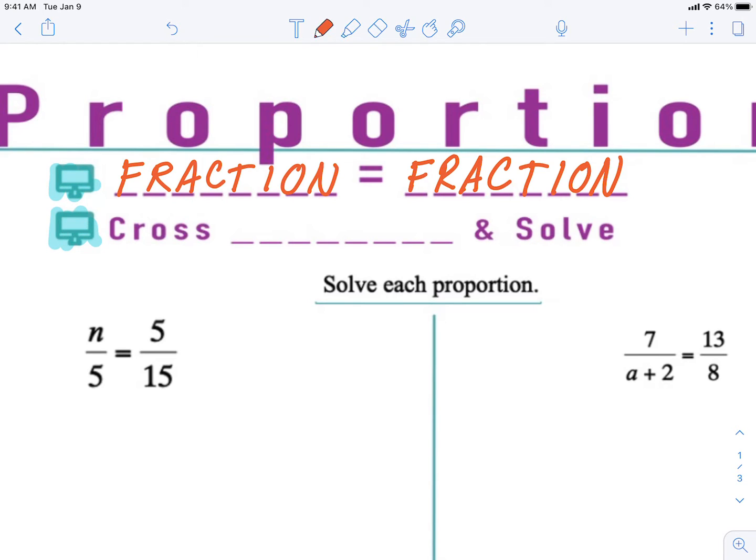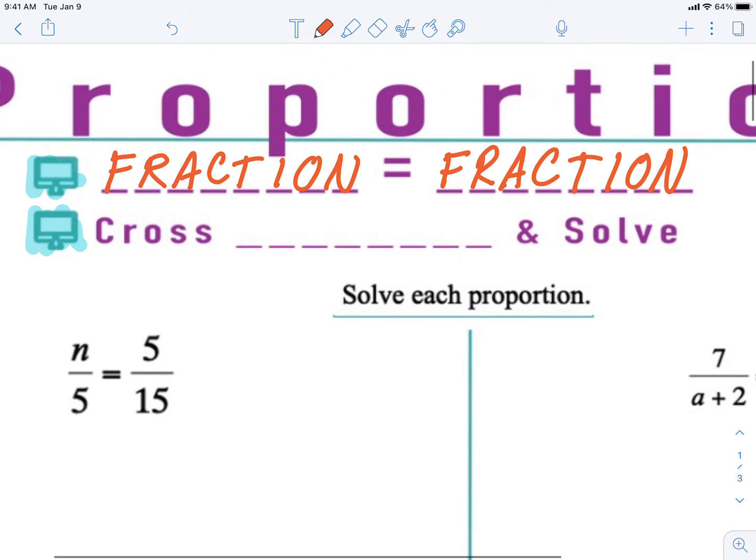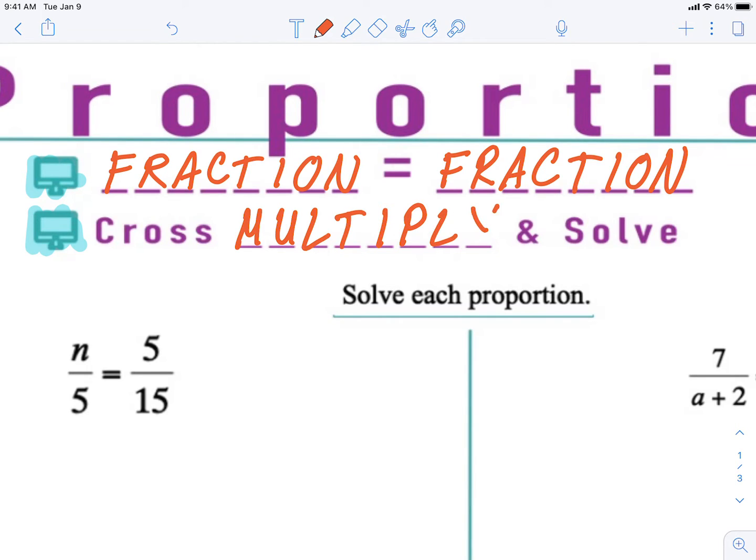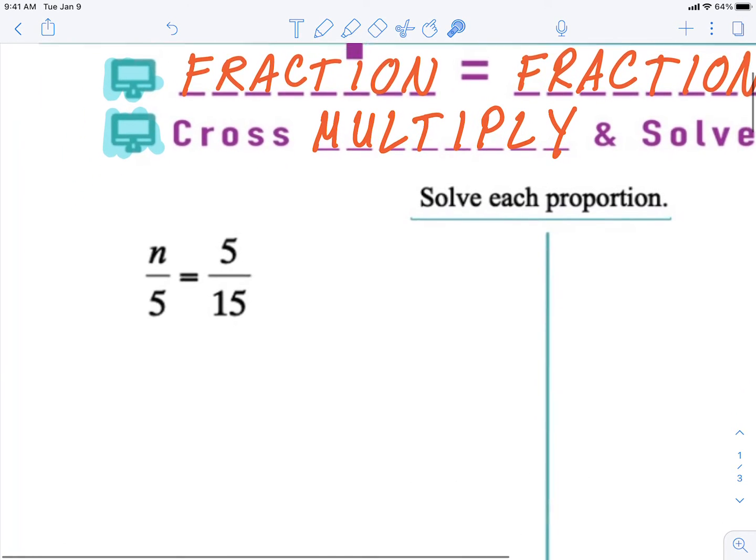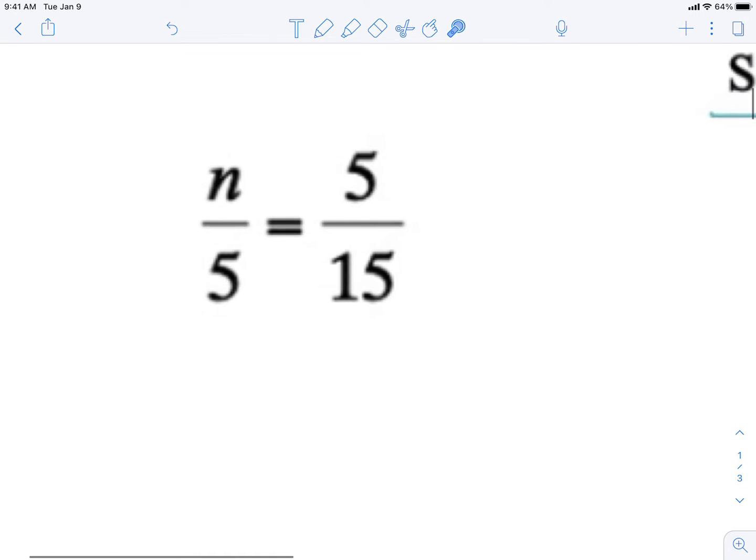Point number two is we remember to cross multiply and solve. So we remember that a fraction equals a fraction, and we're going to cross multiply and solve, right? All right, so let's take a look at this first example here.